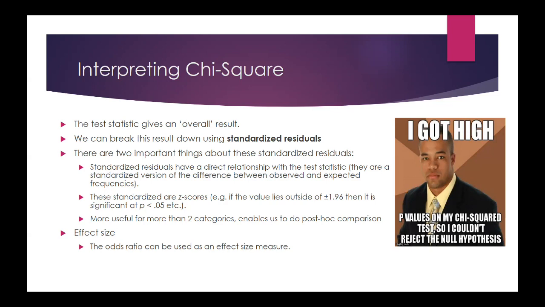Finally, you can determine effect size of chi-square using the odds ratio. Unfortunately, SPSS does not determine odds ratios for you, or not that I've figured out how to do at least. So that's something you still will have to do a hand calculation for, and we'll go over that in a second here.